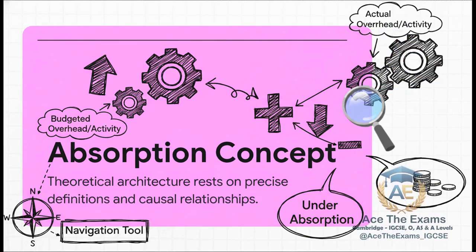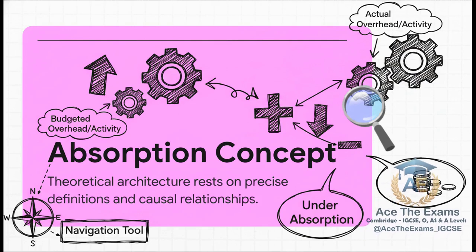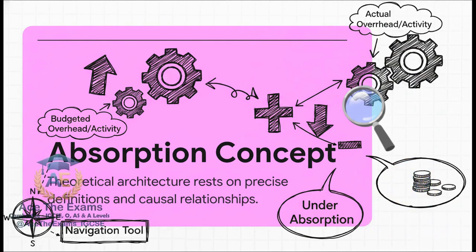data. We make estimates, right, based on budgeted overheads and budgeted activity levels, but, as we all know, reality is rarely perfect. When our actual overheads or our actual volume of activity deviates from those initial estimates, we end up either absorbing too much cost into our products, which is overabsorption, or not enough, underabsorption. Fully grasping this causal relationship, that is your primary navigation tool.